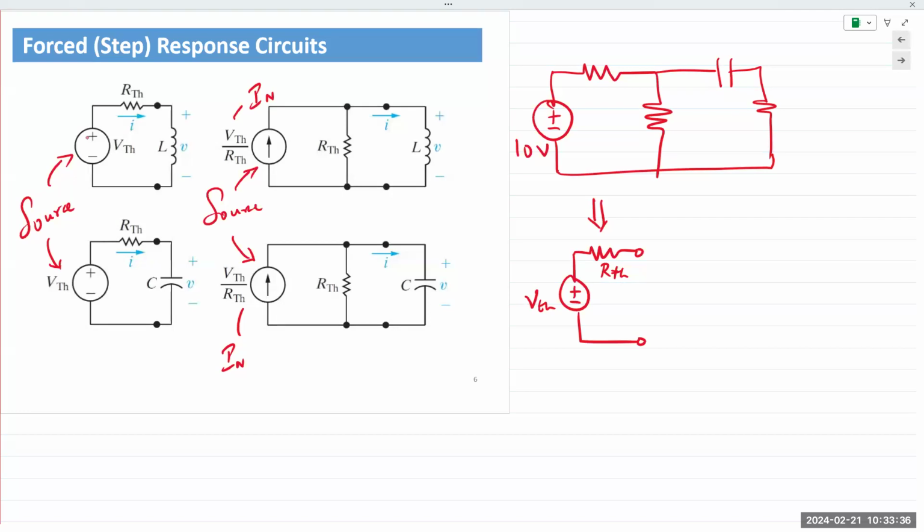Okay. But the point is an important point that you have to keep in mind. When you have a large circuit like this, you might have more than 1 or 2 sources in there. So the actual voltage or the current that is being applied to the inductor or the capacitor can be determined only from the Thevenin or Norton equivalent circuits. So you'd have to find the Thevenin equivalent circuit as seen by the capacitor. Okay, that's just a point to keep in mind. All right, so that's the step response circuits.